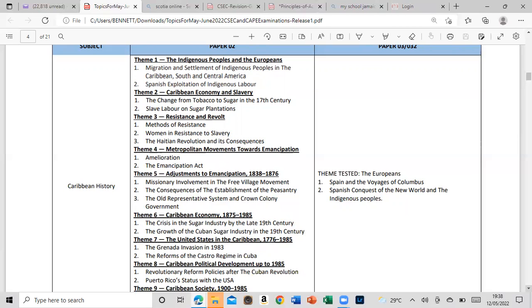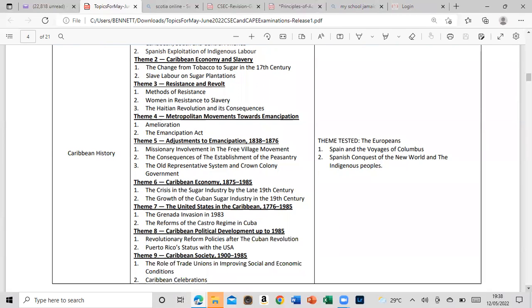So team 8, the Caribbean political development up to 1985. All right, so guys, look at that: revolutionary reform policies of the Cuban Revolution.